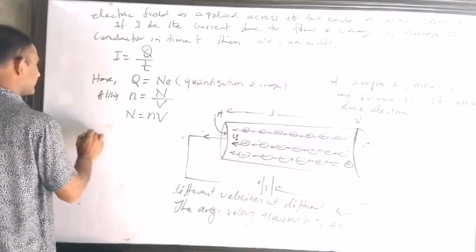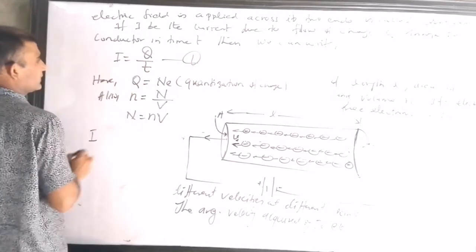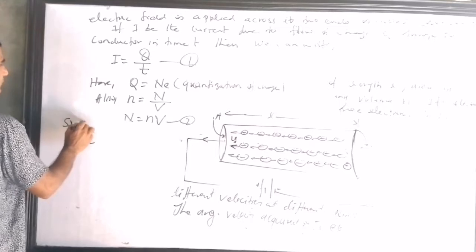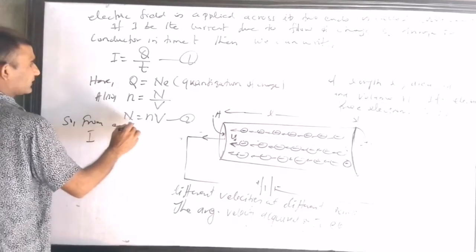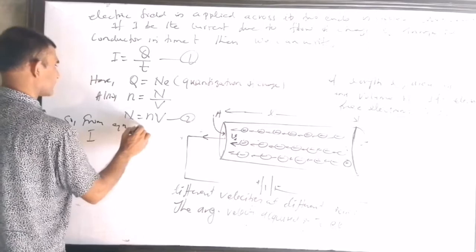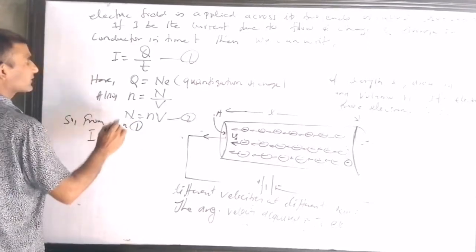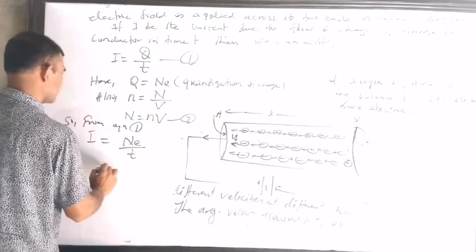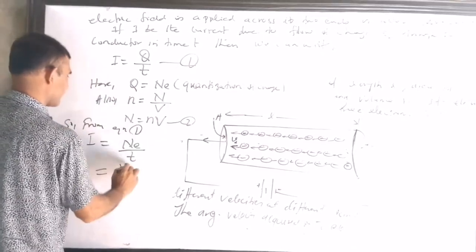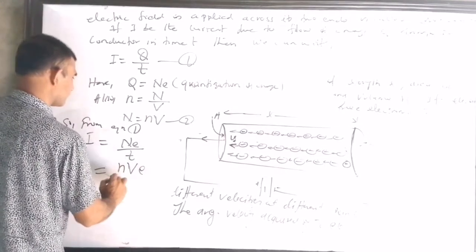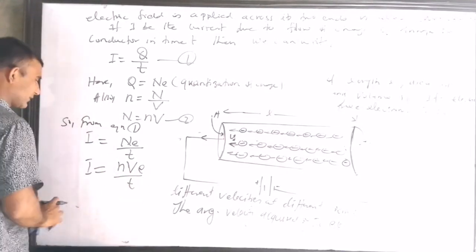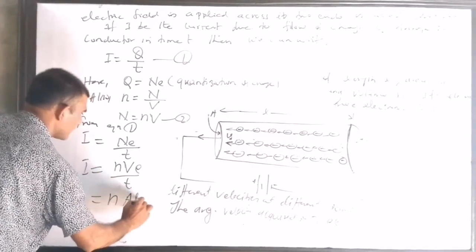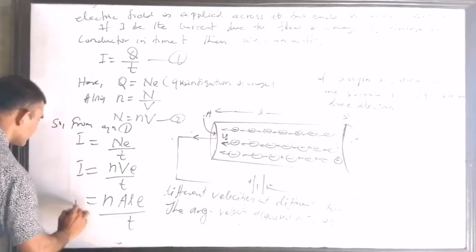I put this value here, from equation 1 and equation 2. From equation 1 we can write I equals Q upon t, which becomes NE upon t. You know that N becomes small n times capital V, so n V e upon t. And one last thing I told you, V equals A, the area of cross section, into length l, so I equals n A l e upon t.